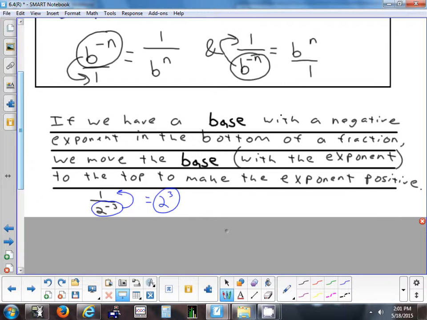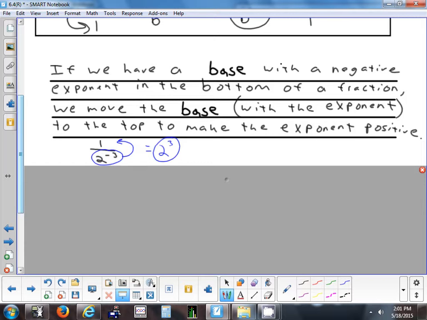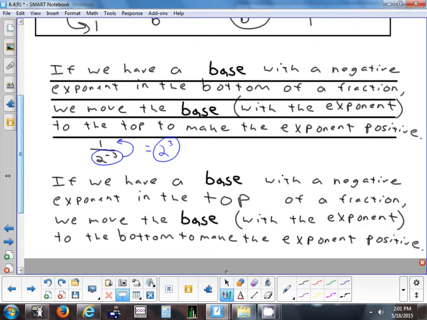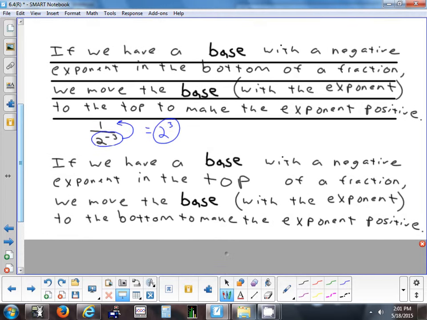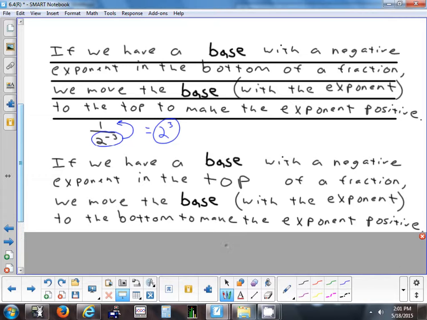Now, what do you think is going to happen if you have a negative exponent in the top? Where are you going to move that? Bottom. You're going to move it to the bottom. Just fill in the blanks again. Can you circle bottom and positive? What Mr. Hager circled, that's what you're going to fill in your blanks with. So that's the second goal.